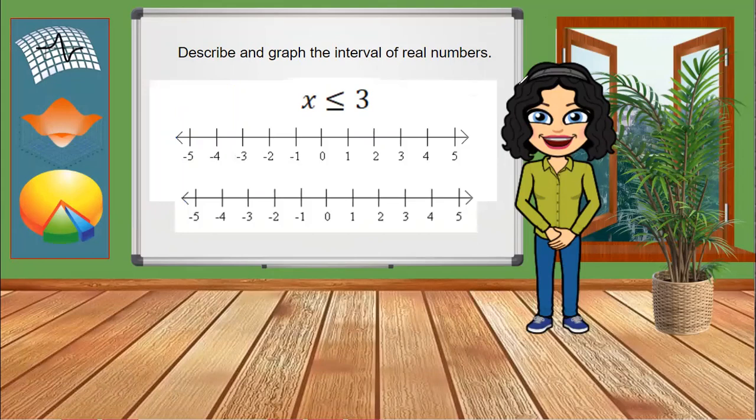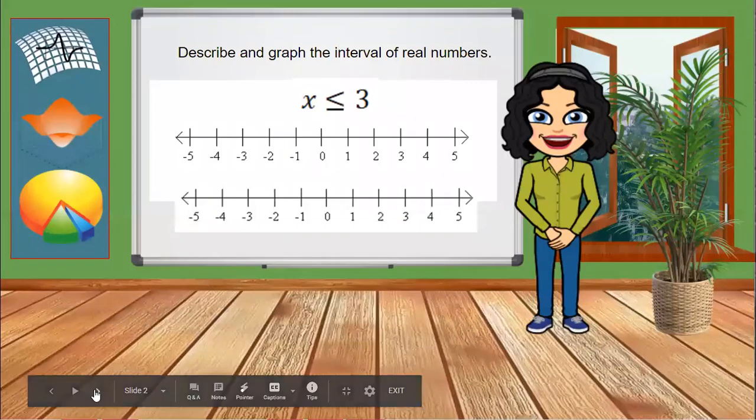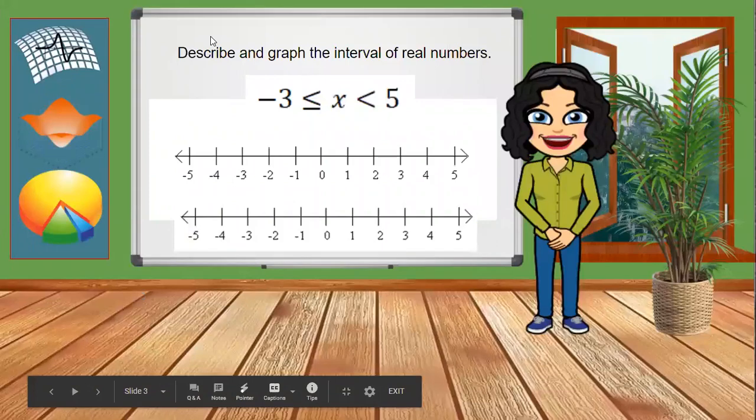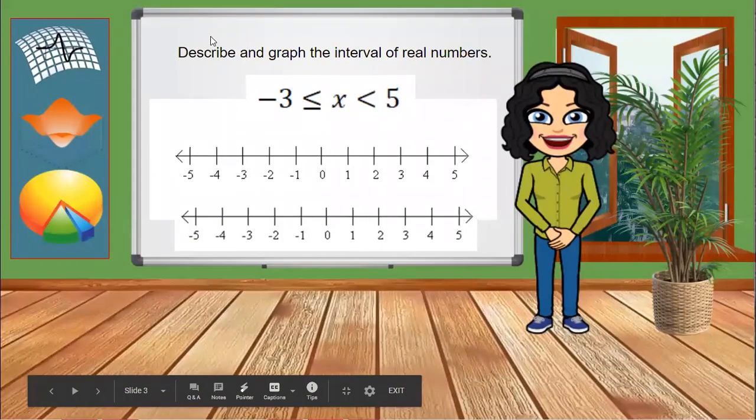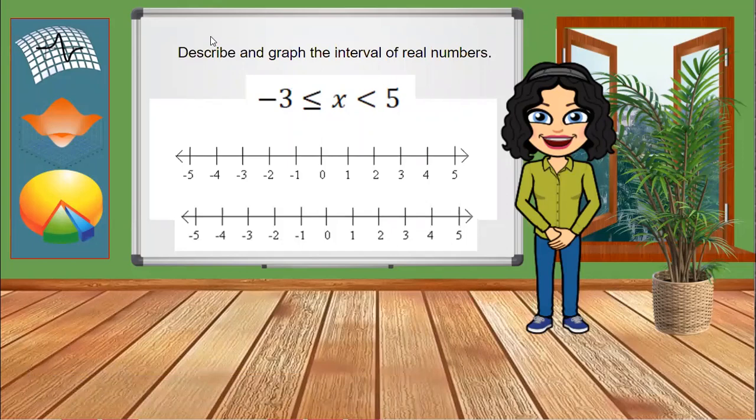Let's try our next problem. On this one, -3 is included. So we're going to put a closed circle at -3. Notice there's no equal to part on the 5. So we're going to put an open circle at 5. And then we are going to shade in between.